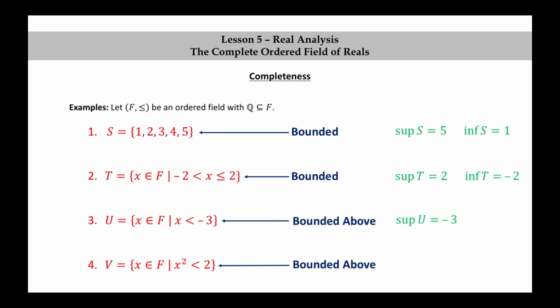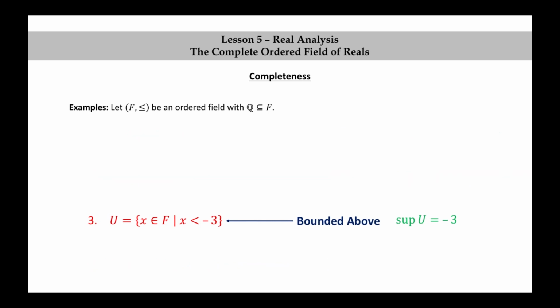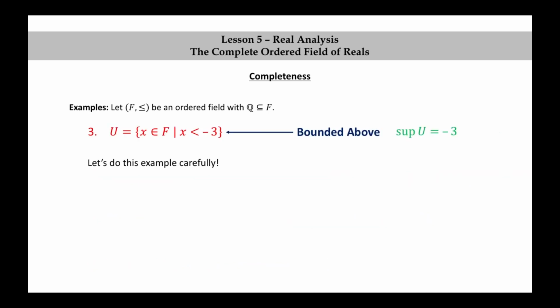Going back to the 4 examples we did, I just want to point out that we didn't do these rigorously. We stated what the supremum and infimum was of each one, if they existed, but we didn't prove that those values were correct. So let's go ahead and do one in detail. Let's take the third one here, and we'll do this example carefully. So theorem 5.7: let U be the set of x in F such that x is less than -3. Then the supremum of U, or the least upper bound of U, is -3.